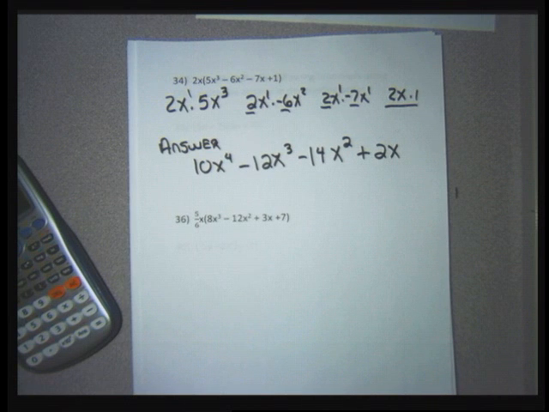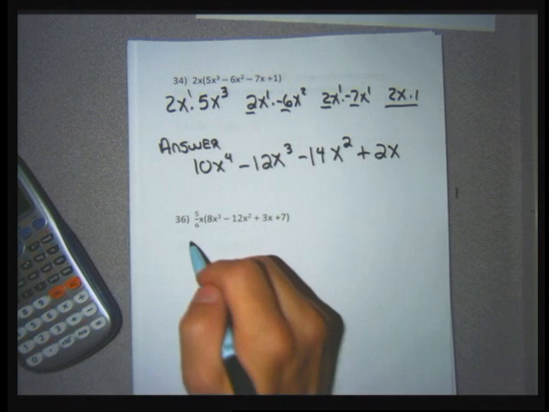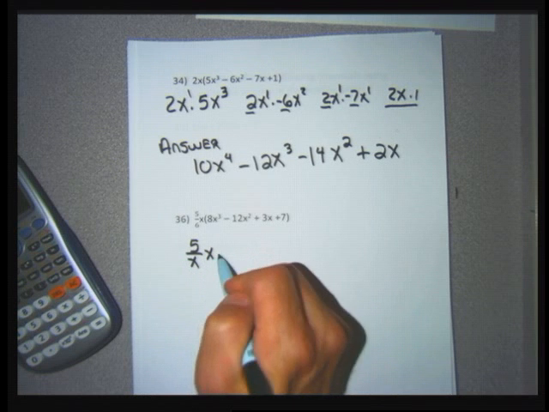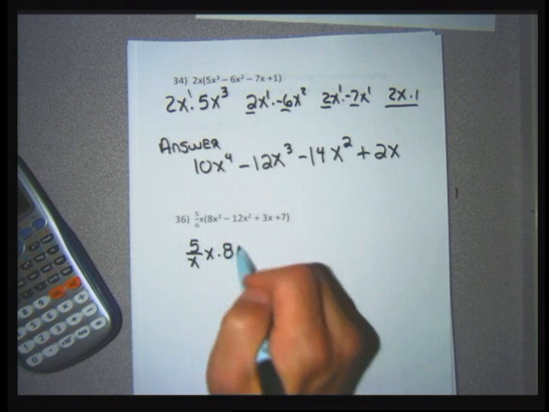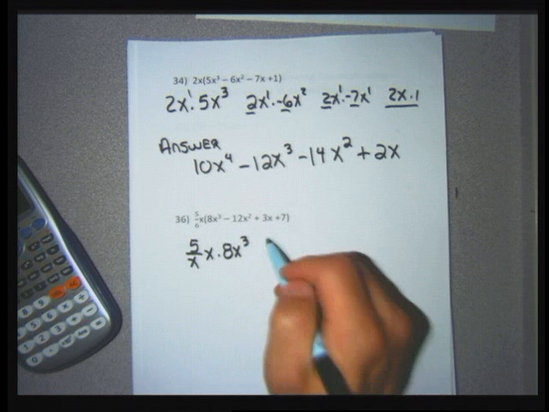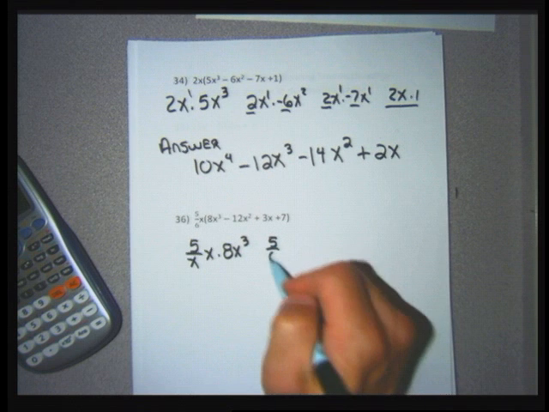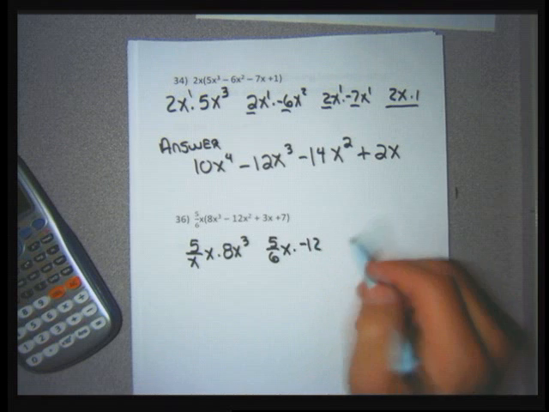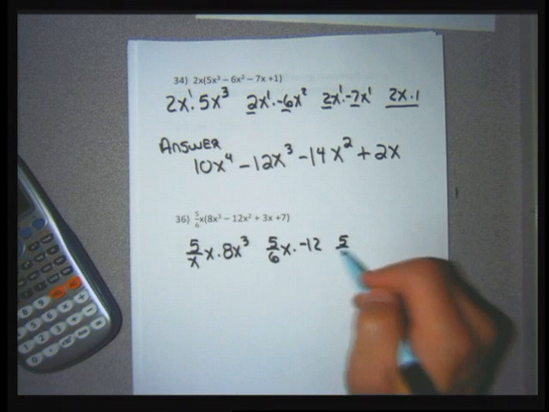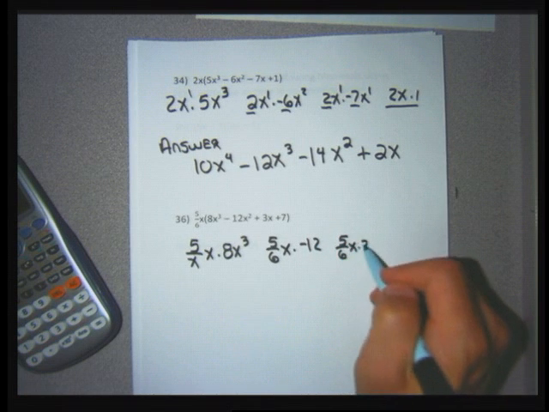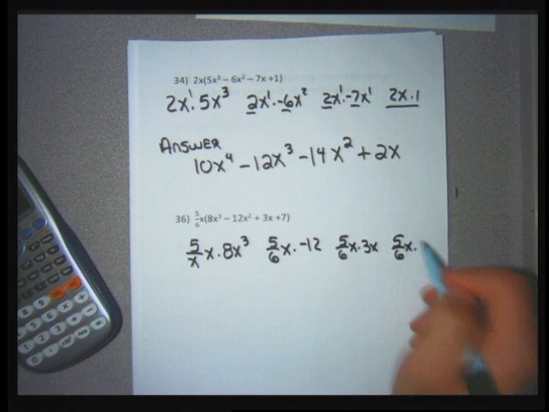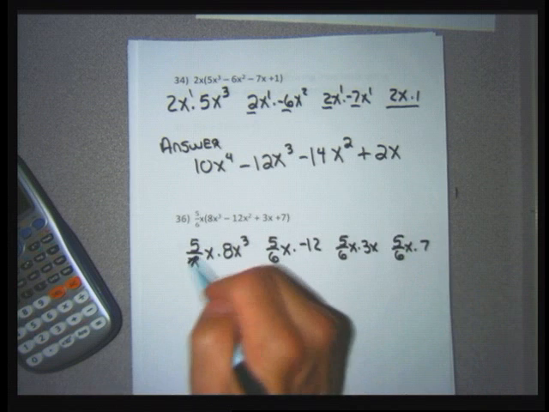That's much more straightforward and easier than 36. In 36, I have to go 5/6x times 8x cubed, and then 5/6x times negative 12, and then 5/6x times 3x, and 5/6x times 7. This is supposed to be a 6 here.